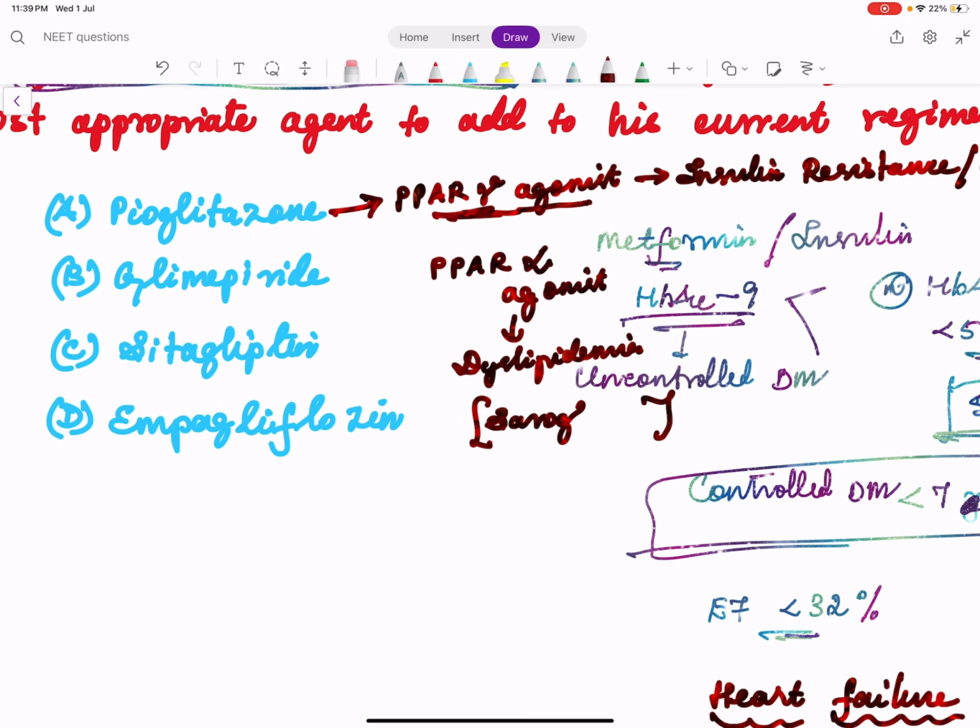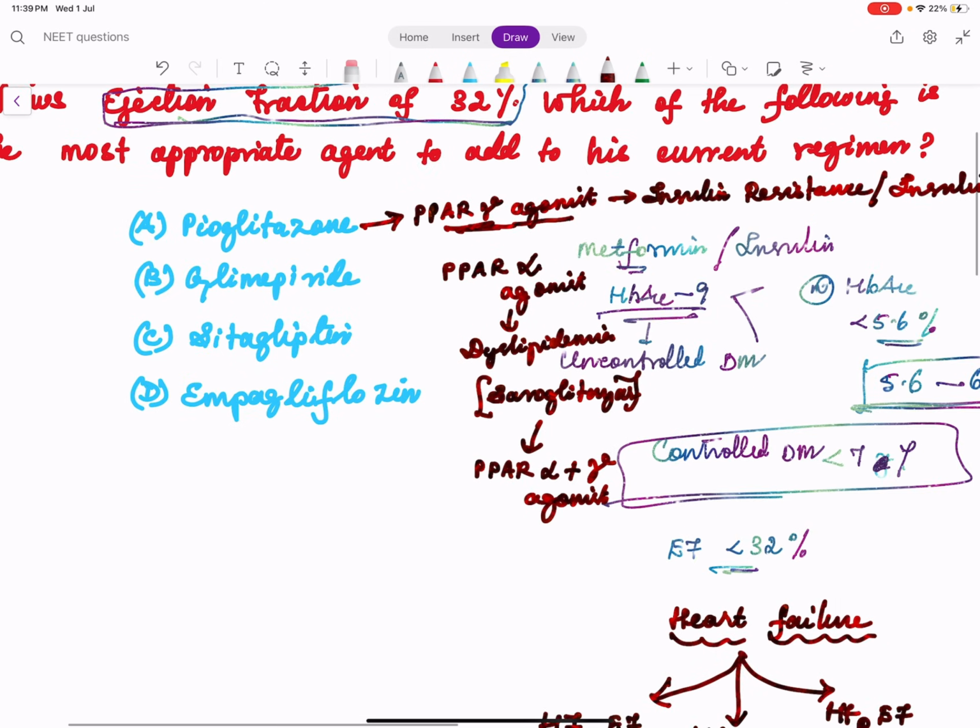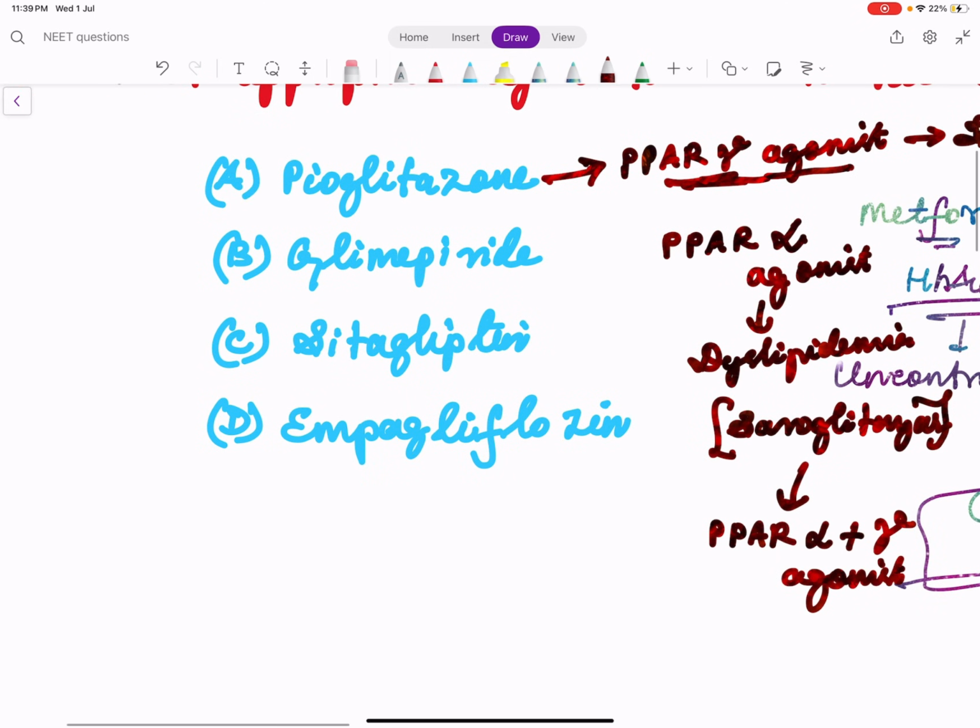We have something called saroglitazar. It is a drug used in fatty liver. It is both a PPAR alpha and a PPAR gamma agonist. Okay. So pioglitazone is a PPAR gamma agonist used in diabetes.